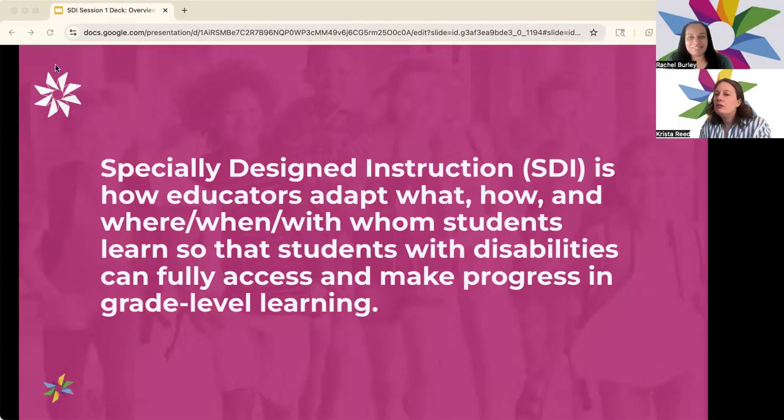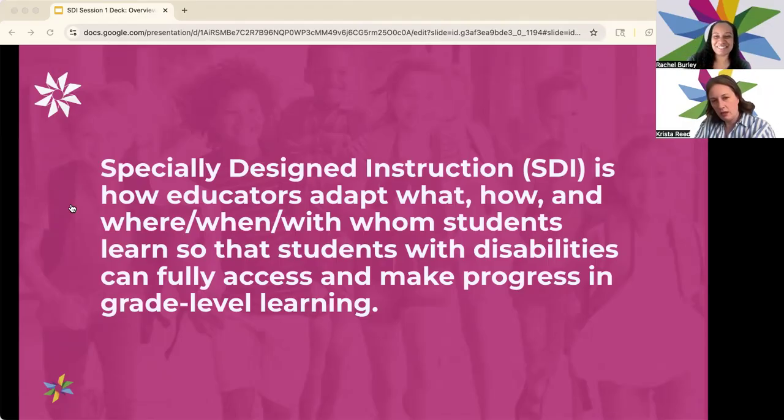Go ahead, you can stamp it. I just wanted to stamp what we've already covered: SDI is how educators adapt the what, the how, the where, the when, and the with whom, for students with disabilities, so that they can access the general education curriculum, like Axel, and make meaningful progress there. Do you want to add anything, Krista?